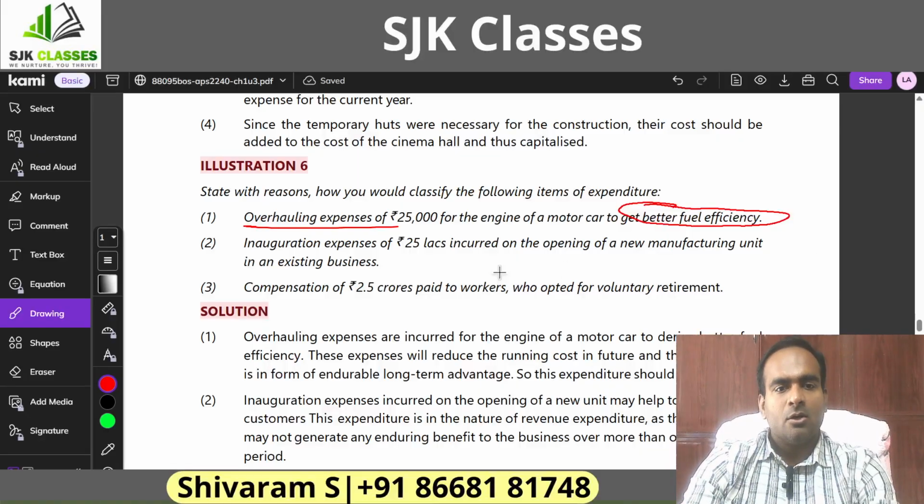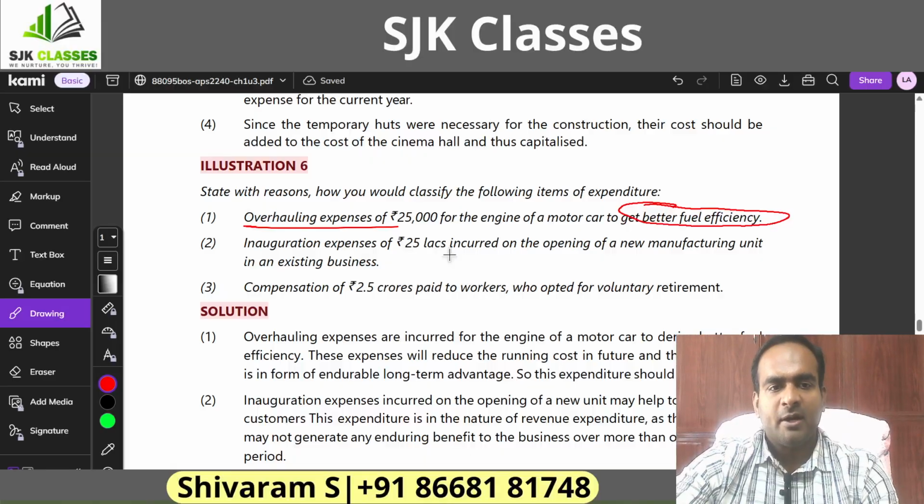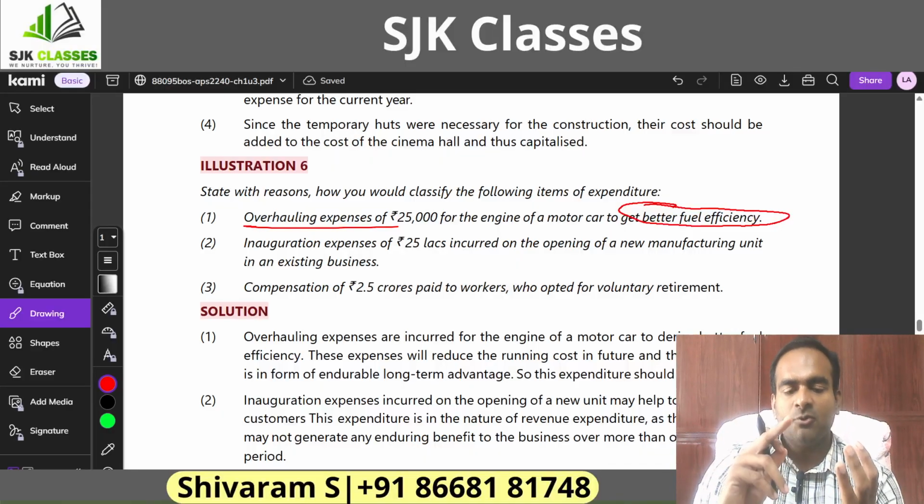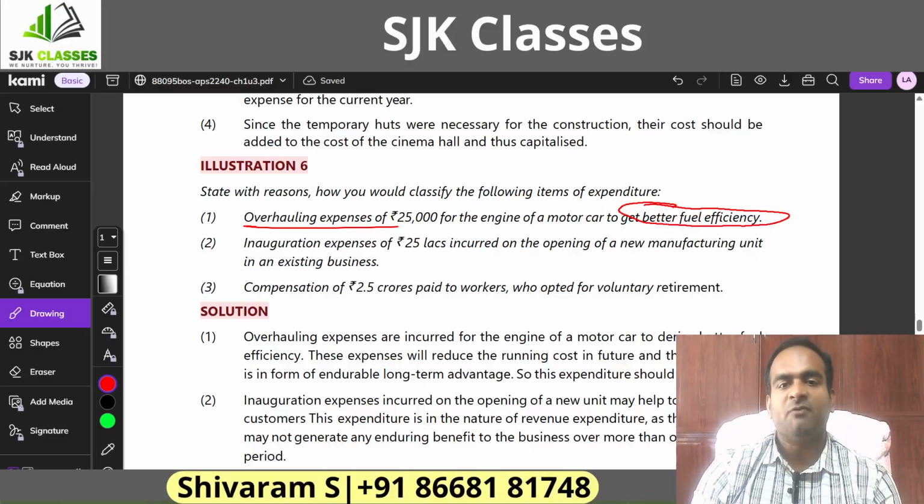Next one, inauguration expenses of 25 lakhs incurred on opening of a new manufacturing unit in an existing business. So I'm spending 25 lakhs for inauguration purposes. Already seen initially, inauguration cost will be treated as a revenue expenditure. What is the reason? Because I don't get any benefit out of it. There's no future economic benefit, nor does it help us to bring the asset to a usable condition. Since these two conditions are not fulfilled, inauguration expenditure will be expensed off in P&L.